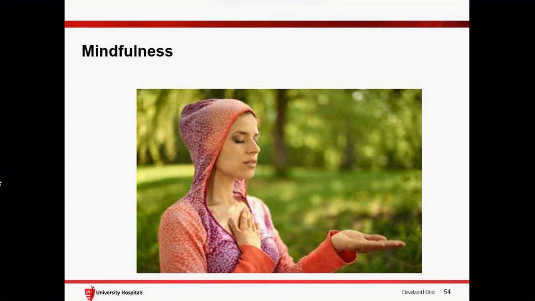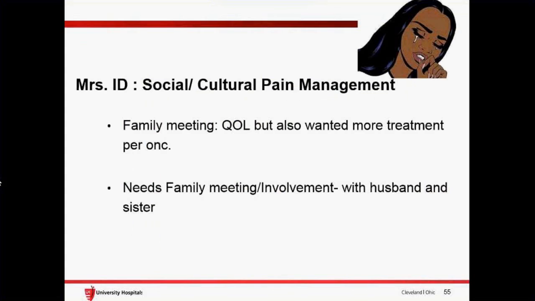Since they don't have any control over what's happening with their body, the cancer, giving them some control is very helpful, and it helps manage their pain. So for Mrs. ID, social and cultural pain management: in the family meeting, she said that she wants to focus on quality of life, but also wants to continue the treatment.